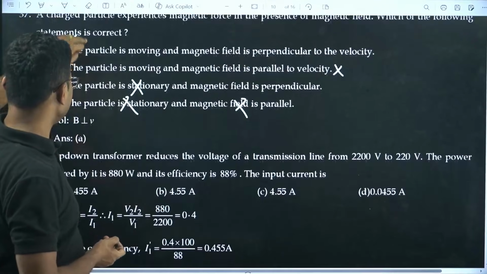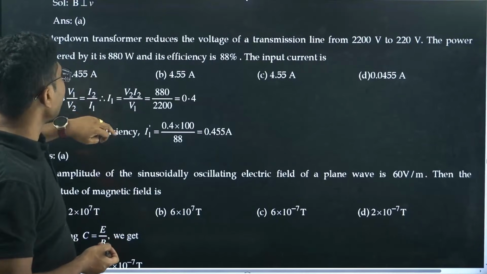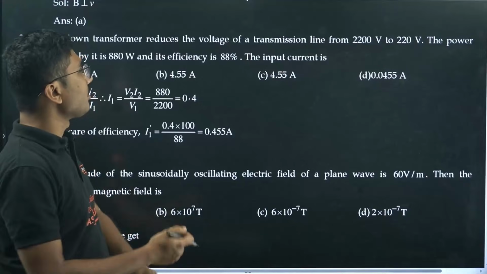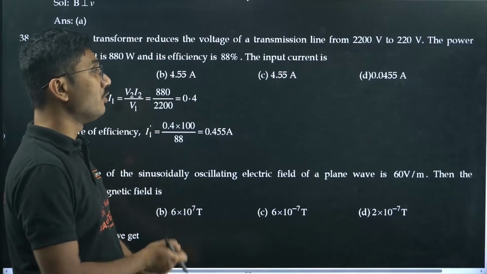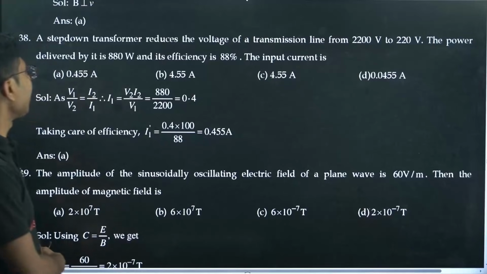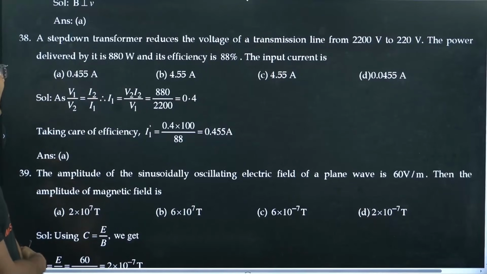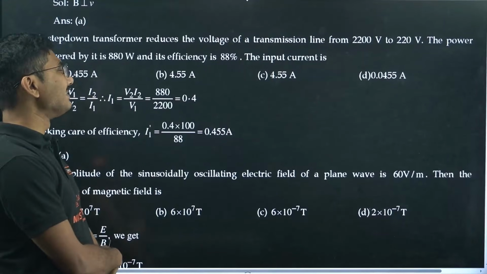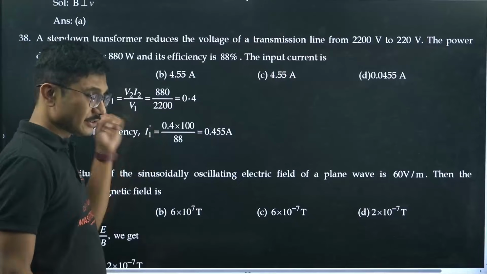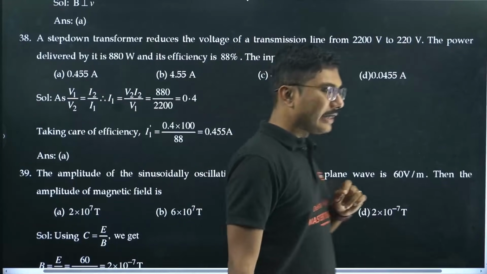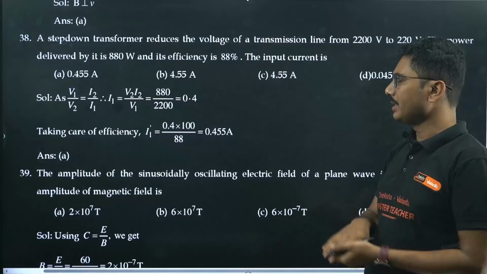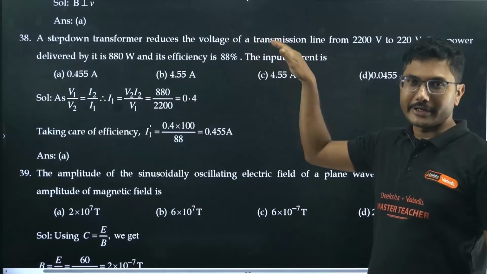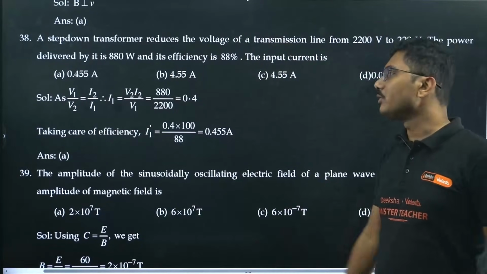Now next, a step down transformer reduces the voltage of a transmission line from 2200 volt to 220 volt. The power delivered by it is 880 watt and its efficiency is 88%. This is not an ideal transformer. Ideal transformer has an efficiency of 100%, but it's a practical transformer, a very good transformer. 88% efficiency is a very good transformer.